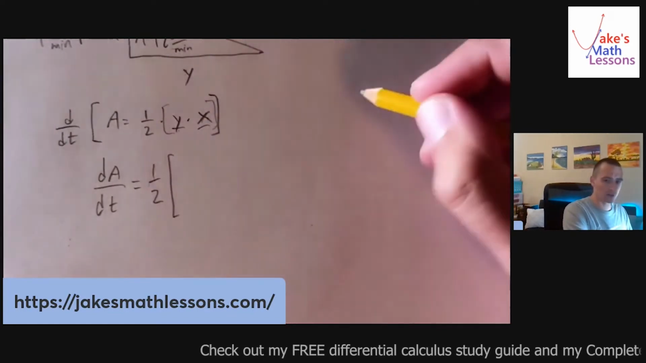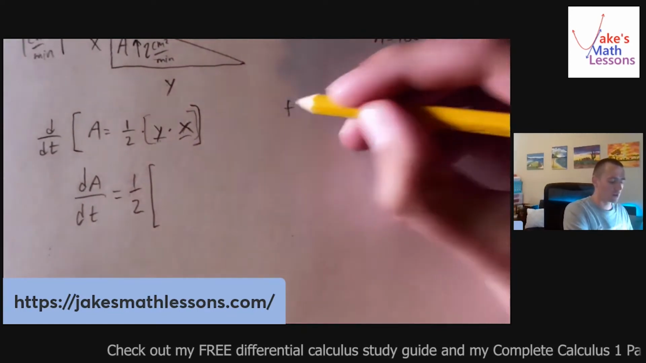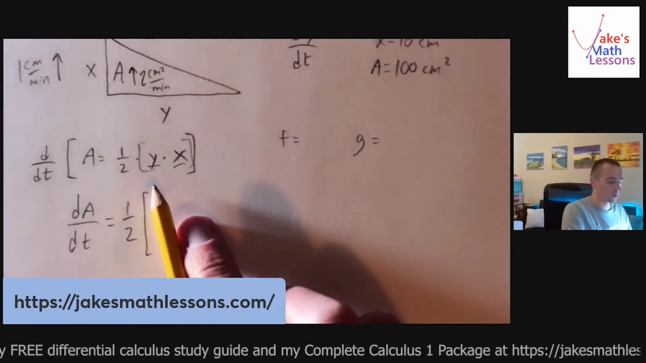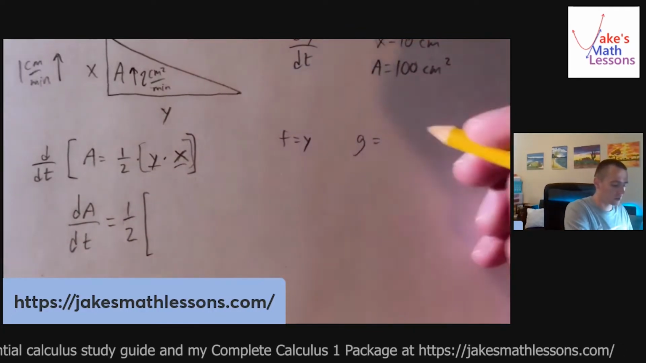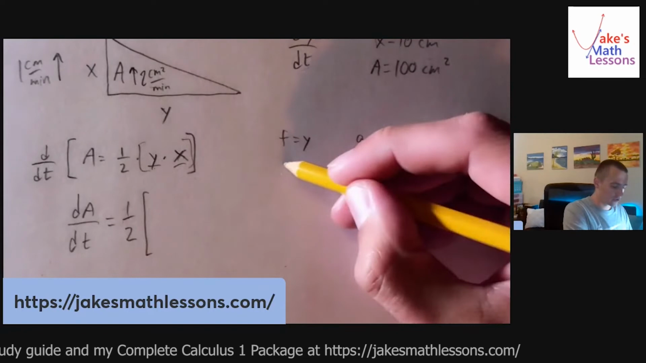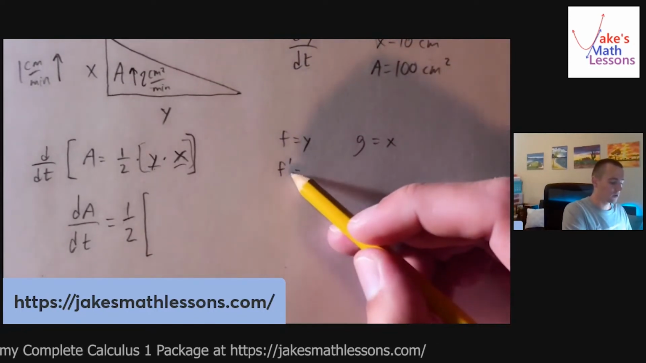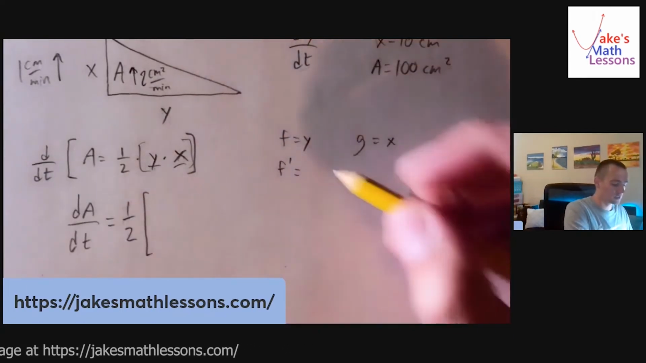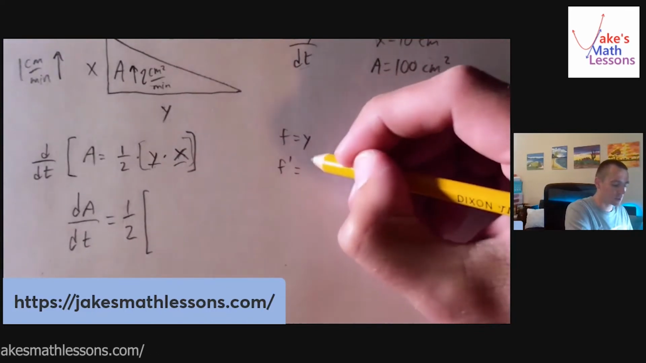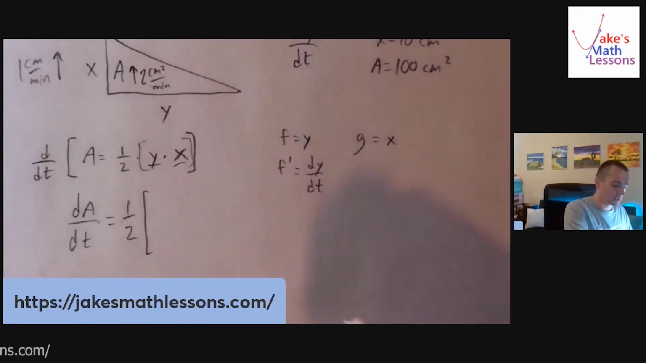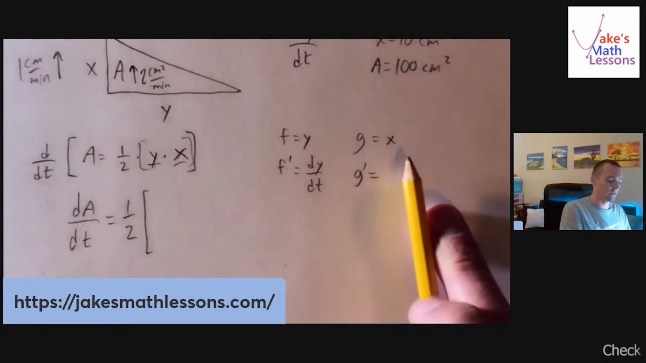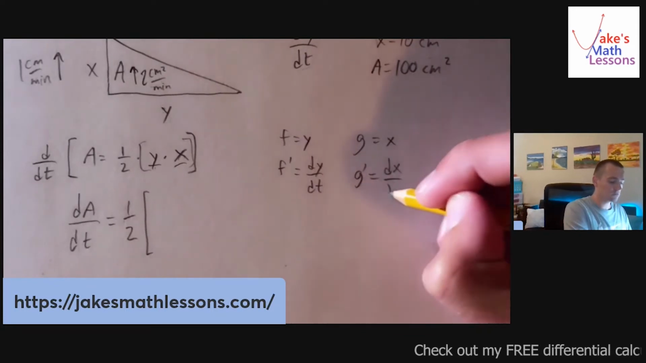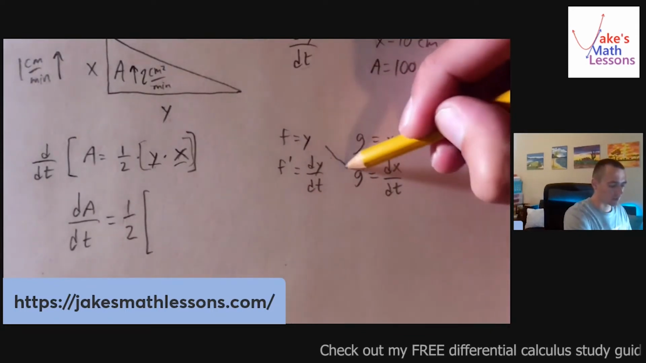To do that, I'll again do a side problem of product rule over here. Again, we want to figure out an f and a g, and it doesn't matter which one we call which. So we can call f our y and g our x. Then we need to find the derivative of each of these. The derivative of f, the derivative of y with respect to t, just like we did with our a over here, is just going to be dy/dt. And same idea with g prime: the derivative of x with respect to t is just going to be dx/dt.